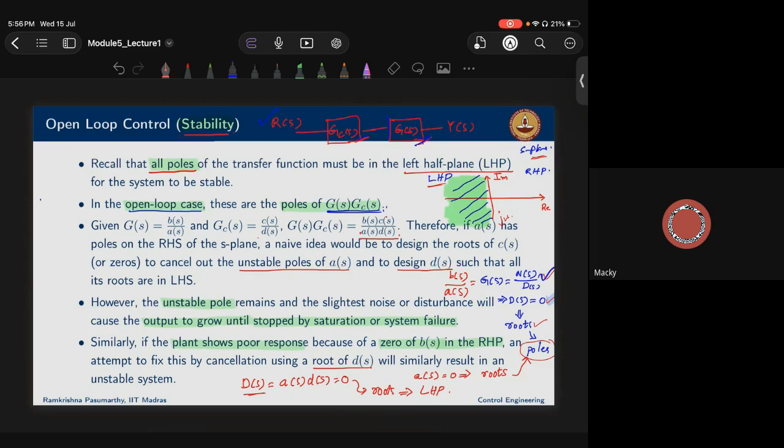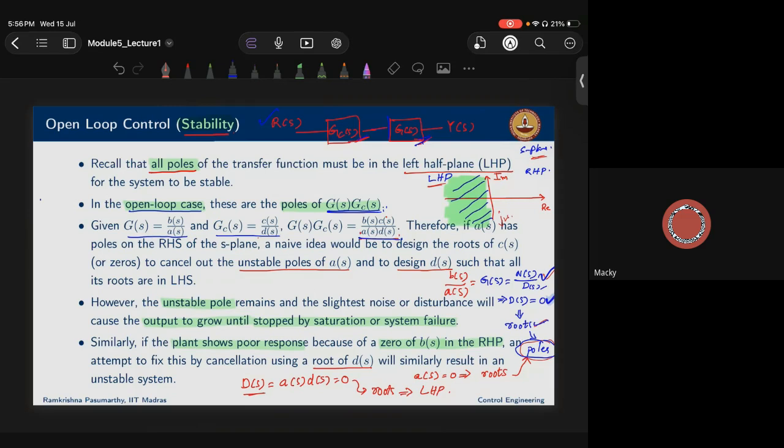This would look like, so it will be having a numerator polynomial as well as the denominator polynomial. We know already that if we make the denominator equal to 0, we get our roots. Those roots we call the poles. Am I correct? For example, you have G of S is this, GC of S is this. So the overall transfer function is this.